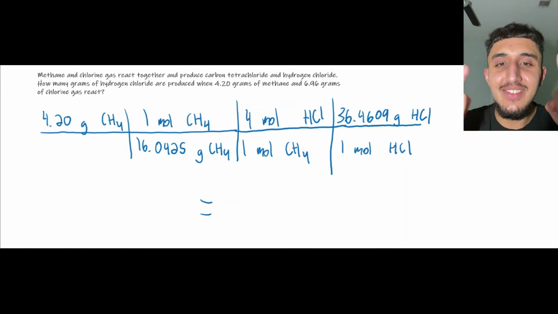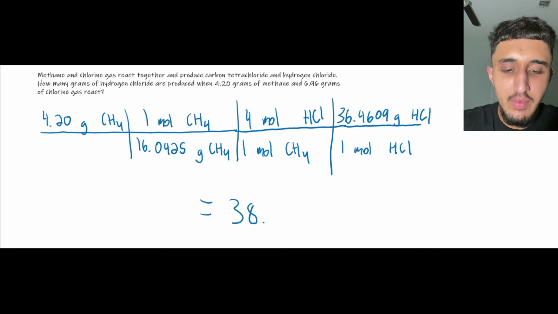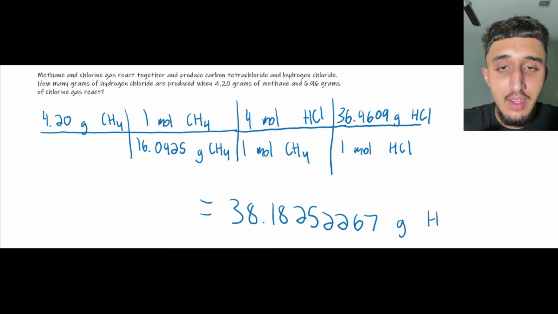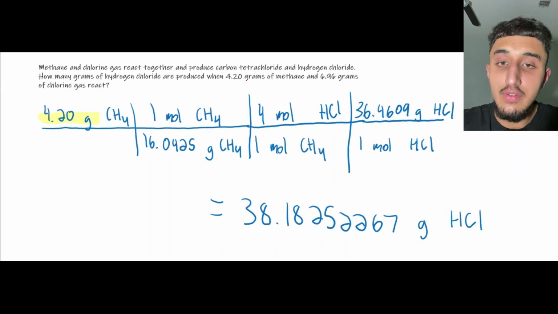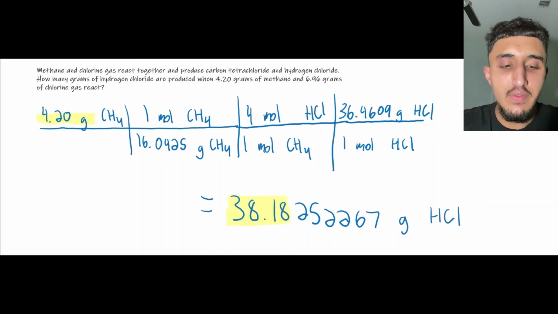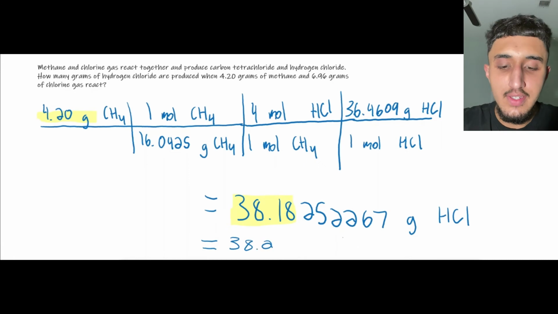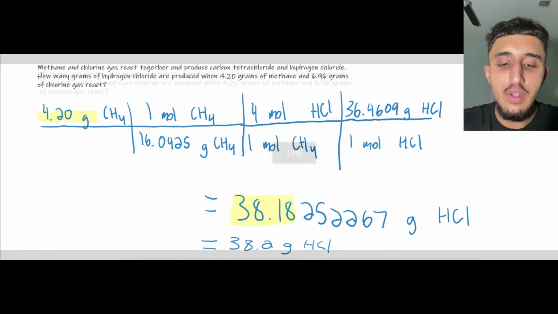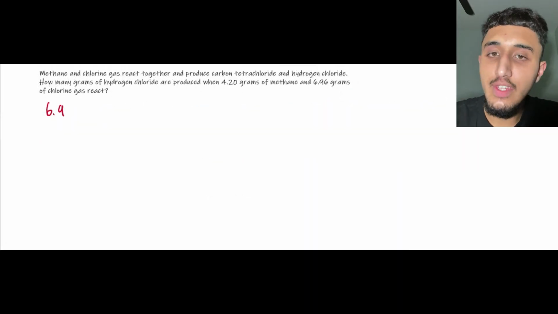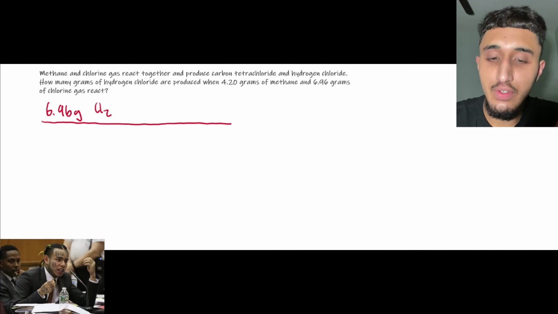Remember, good chemists use sig figs. For this problem, our initial value of 4.20 is the smallest non-constant value and thus tells us to round our answer to 3 sig figs, which gives us a value of 38.2 grams of HCl produced when we use 4.20 grams of methane. Now, we're going to do the same thing except this time for Cl2.